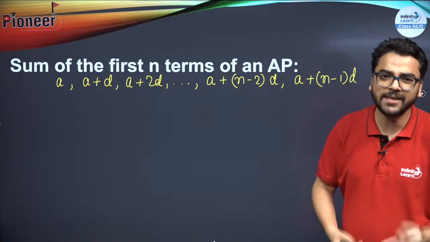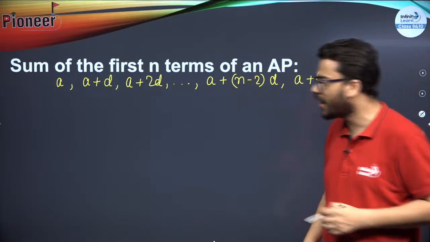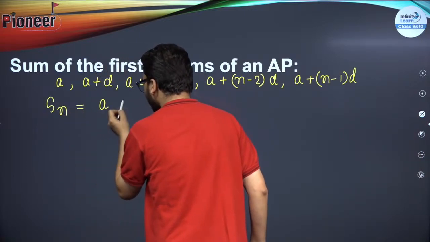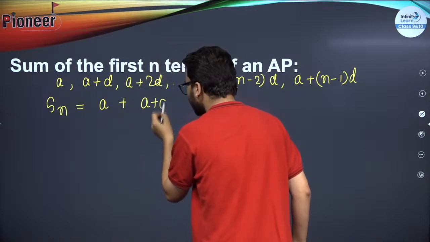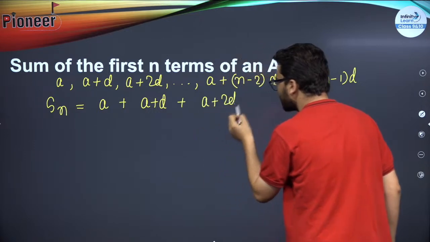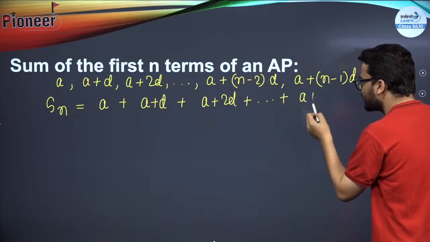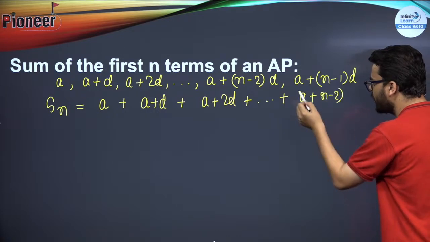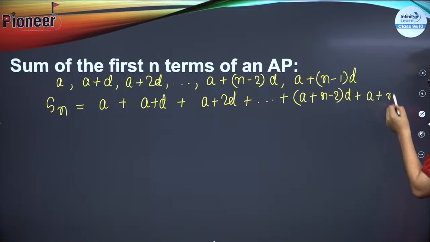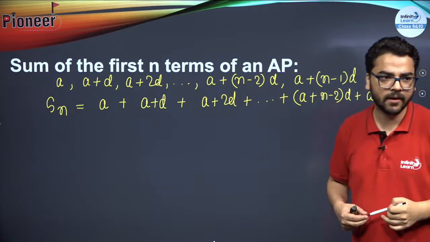Okay, now we have to find the sum of the first n terms of an AP, which we will represent by Sn over here, right? So Sn will be what, guys? Suppose I'm writing like this: Sn is equal to a plus a plus d plus a plus 2d. We are adding the terms of this AP, that's it, plus dot dot dot. The second last term can be written as a plus n minus 2 into d, and the last term as plus a plus n minus 1 into d. I hope this is clear. That's how we can write an AP, guys.